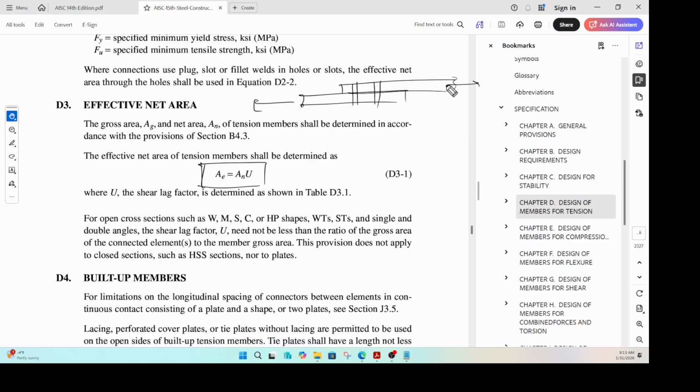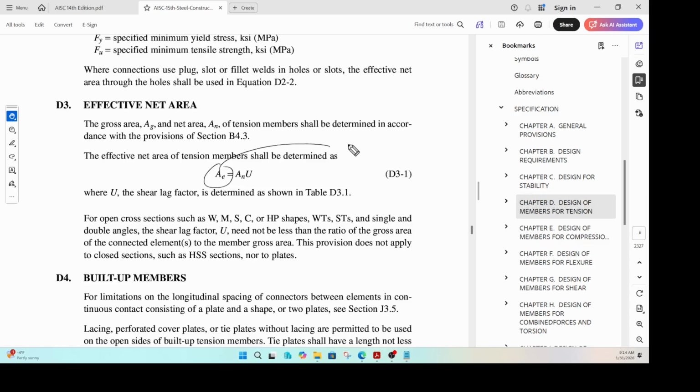A portion of this plate, when it is being pulled to the right, is not participating in taking the tension at all, right? So you need to reduce the net area of your member. You calculate the net area, then reduce it by a factor called U, and then calculate your AE. And this AE is what is used in your rupture calculations.